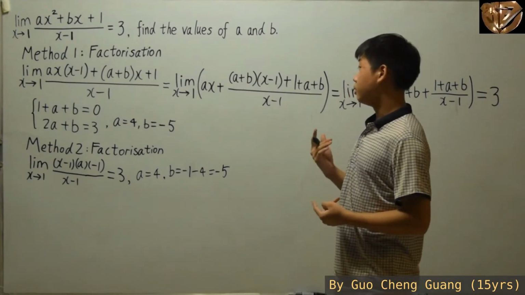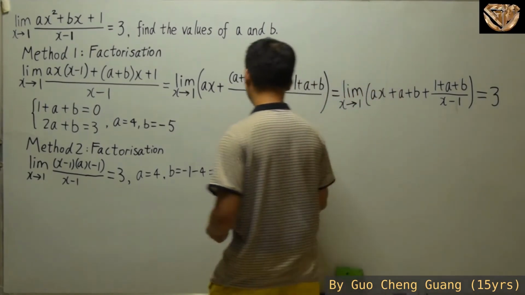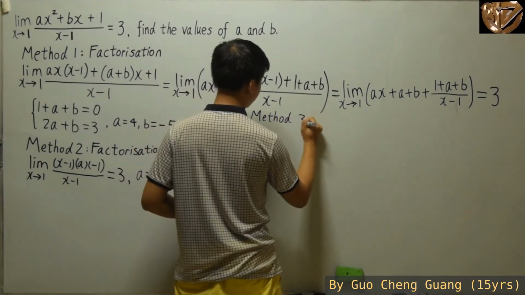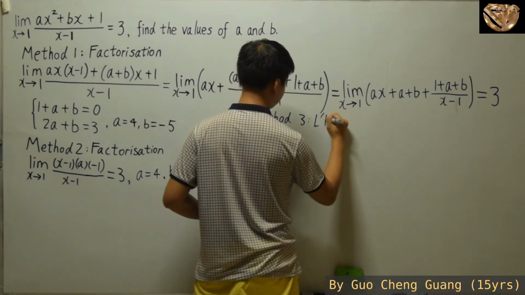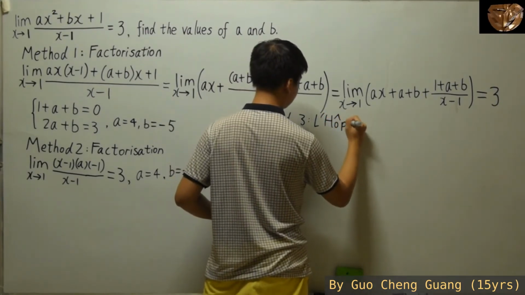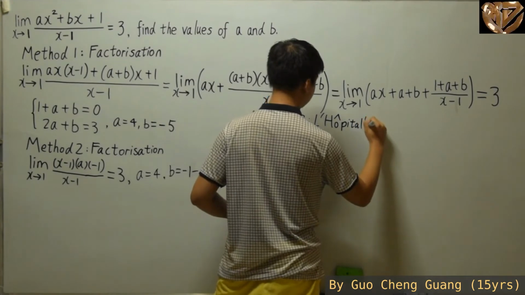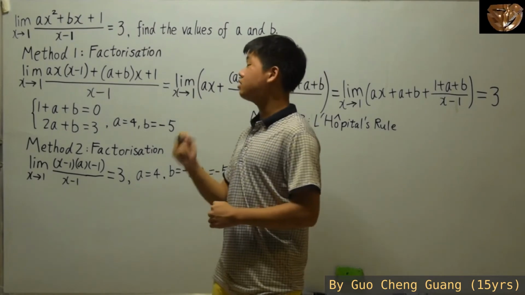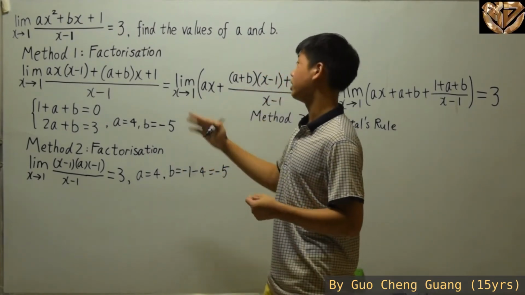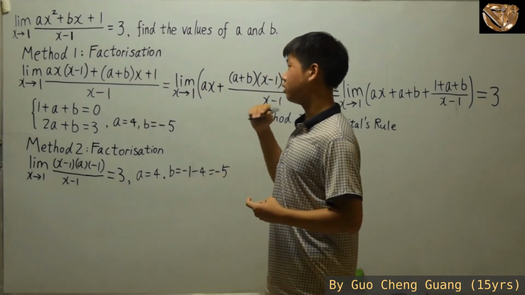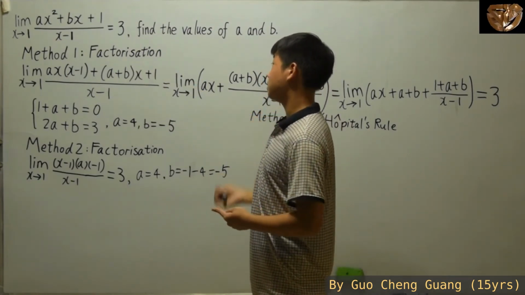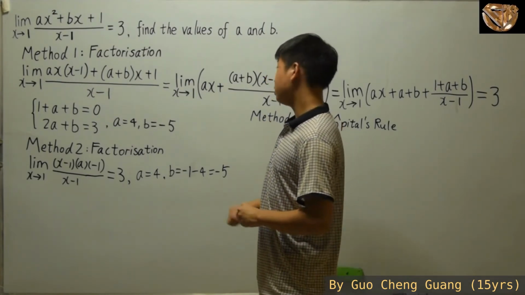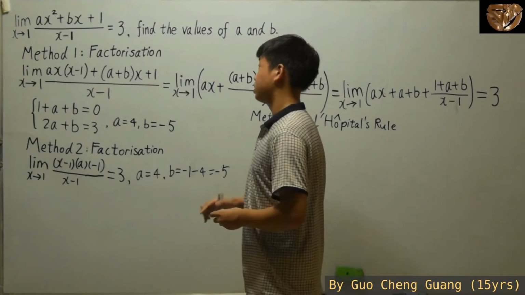Alright, so now we'll take a look at the final method, method 3. In this method, we will be using L'Hopital's rule. L'Hopital's rule is essentially just differentiating both numerator and denominator. In this case, it is a 0 over 0 form, because if you substitute x into the numerator and the denominator, there will just be a 0. So there's definitely a 0 over 0 form here. Now, that also means we will be able to use L'Hopital's rule.